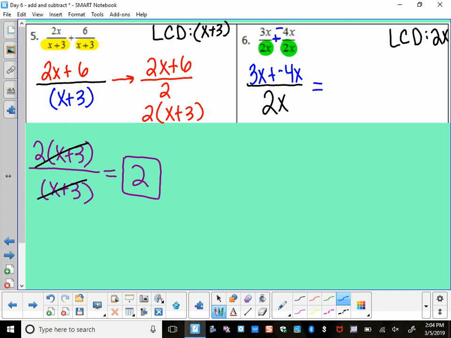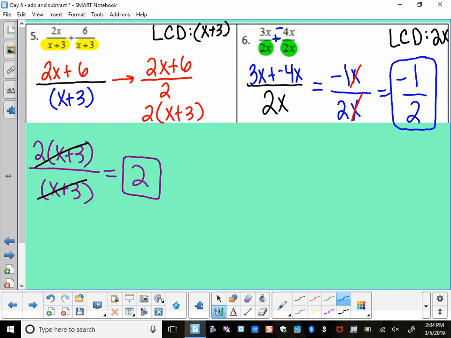What's 3x minus 4x? What's that? No, this is like terms. What's 3 minus 4? Negative something. Negative 1. And we have our x divided by 2x. Can I cancel anything out? Yes, x can go. So we're left with negative 1 over 2.